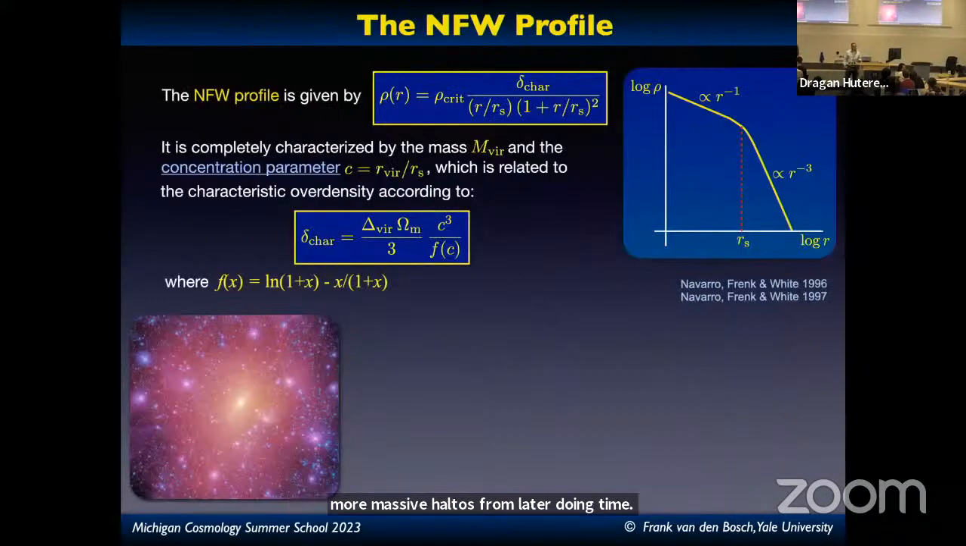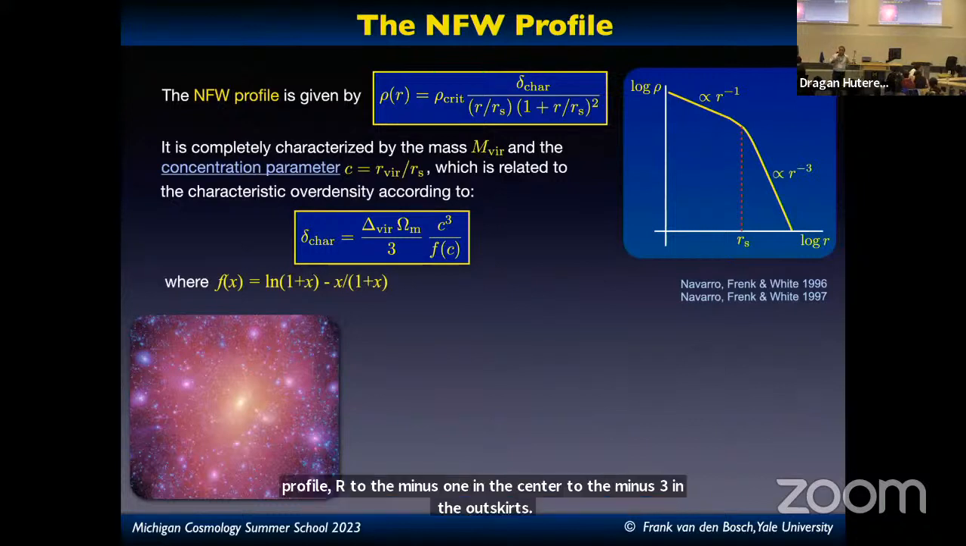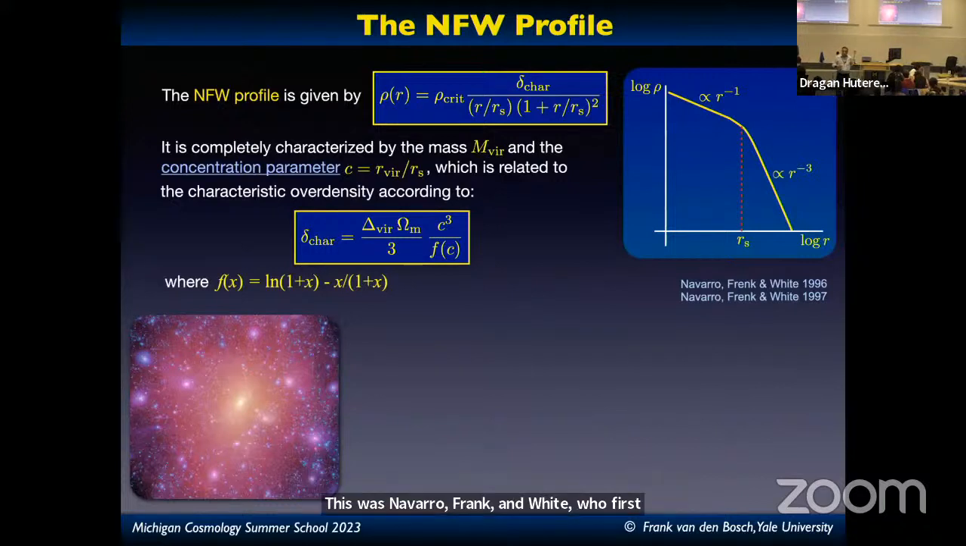Okay, so what do these halos look like? Well, they look like NFW profiles. You may have heard of that. Turns out that these halos all have the same density profile. R to the minus 1 in the center, R to the minus 3 in the outskirts. This was Navarro, Frenk, and White who first showed this. All dark matter halos, same density profile. Here's the analytical function. Okay, RS is the scale radius.